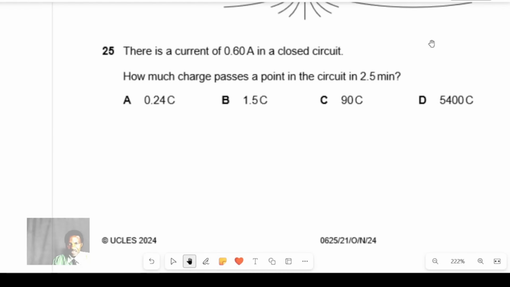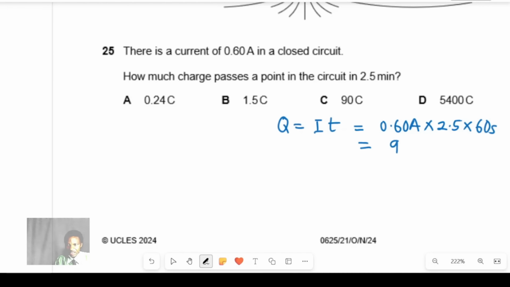Now, there's a current of 0.60 ampere in a closed circuit. How much charge passes a point in the circuit in 2.5 minutes? So the quantity of charge Q is equal to IT. So we have 0.60 ampere multiplied by 2.5 minutes, converted to seconds by multiplying by 60 seconds. So that will become 90 coulomb. So the answer is C.